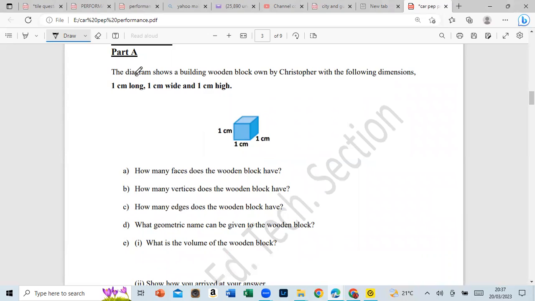Alright? They said the diagram shows a building wooden block owned by Christopher with the following dimensions: 1 centimeter long, 1 centimeter wide, and 1 centimeter high. Alright, so basically from what I've seen here, it looks like it's gonna be asking about the properties of... Who can type in the comment section what type of shape this is? Or should I say what geometric solid this is? Alright? Type that in the comment section, guys. What's that? 1 by 1 by 1. What does that mean?